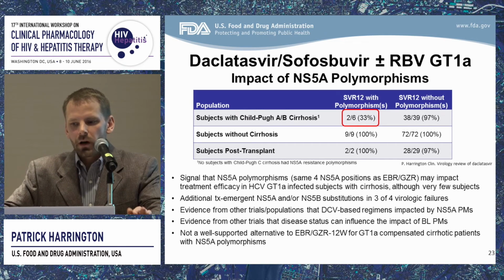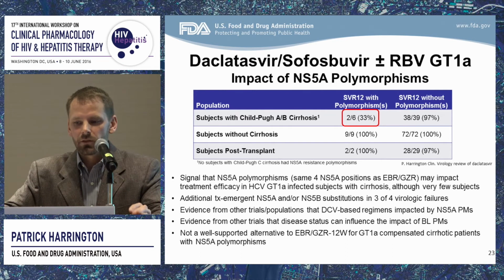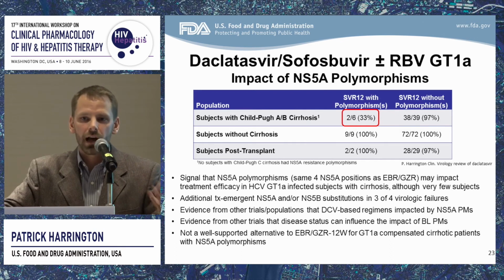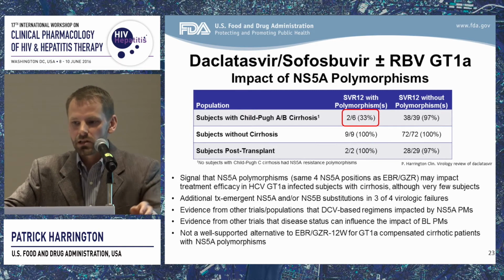And we were concerned about making decisions based on such a small number of subjects, but we did have evidence from other trials or populations that Daclatasvir-based regimens can be impacted by the presence of NS5A polymorphisms. And we heard from Dr. Kodalil mentioning the genotype 1B Asunaprevir Daclatasvir regimen. I mentioned the genotype 3 Y93H impact. So we had a trend that polymorphisms can impact Daclatasvir-based regimens.